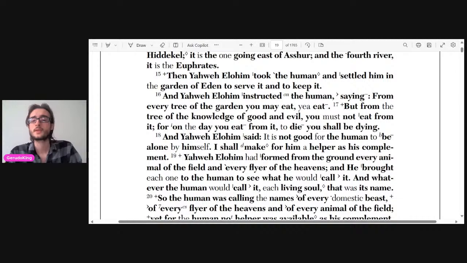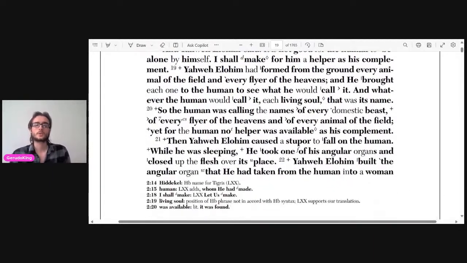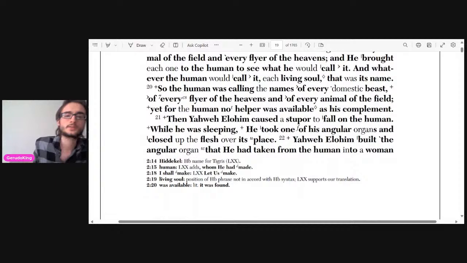And Yahweh Elohim said, It is not good for the human to be alone by himself. I shall make for him a helper as his complement. Yahweh Elohim had formed from the ground every animal of the field and every flyer of the heavens, and he brought each one to the human to see what he would call it. And whatever the human would call it, each living soul, that was its name. So the human was calling the names of every domestic beast, of every flyer of the heavens, and of every animal of the field, yet for the human no helper was available as his complement.